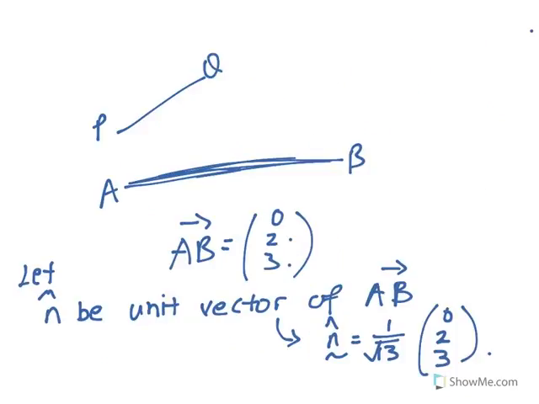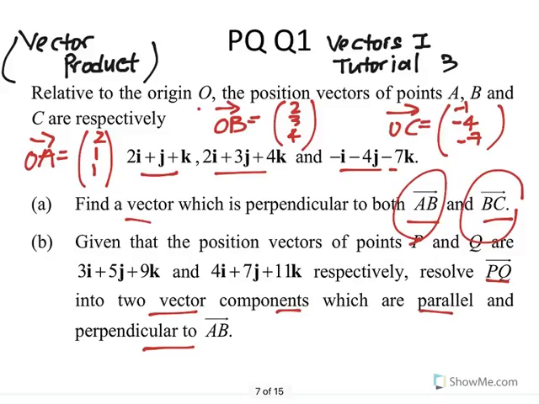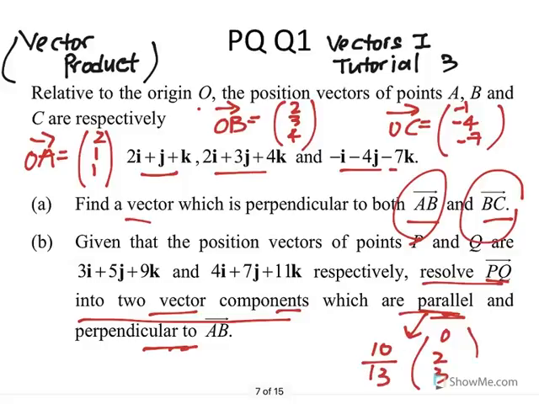We are solving this portion where we are splitting PQ into two components. This is the one that's parallel to AB. So again, the answer for this is 10 over 13 times (0, 2, 3).